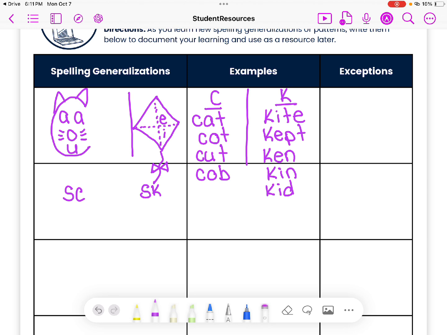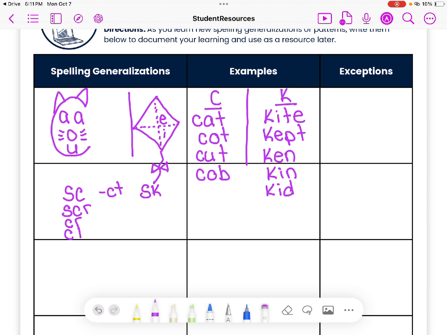However, all of the other blends that we see in English will always be spelled with the letter C. So we have sc, scr, cr, cl, and it's going to be a C. We're focusing more on the beginning of a word right now, but I do want to note that kt, which happens at the end of a word, would also be spelled with a C.